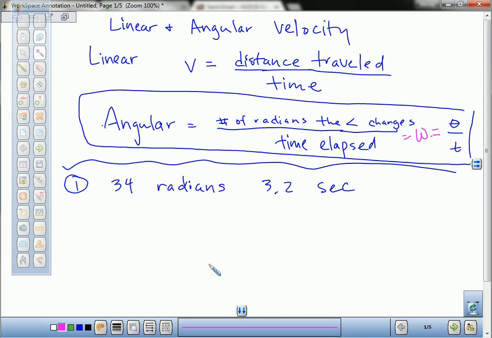Problem number 1. Here we're talking about a wheel, and the wheel turns, and it gives us 34 radians in 3.2 seconds. Well, before I even get to a question, I see radians, and I see seconds, and I see a wheel turning, I'm thinking angular velocity. And then guess what they asked me? What is the angular velocity?